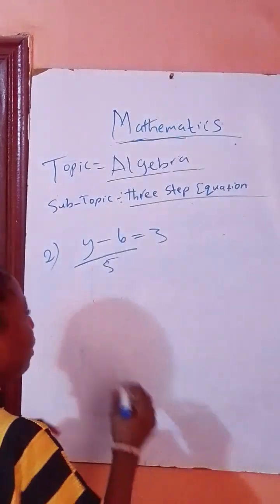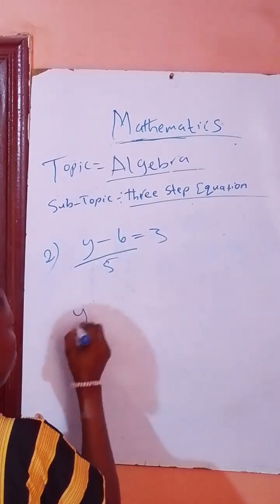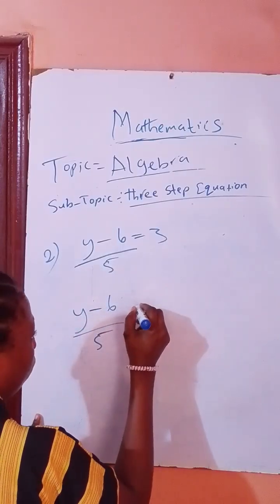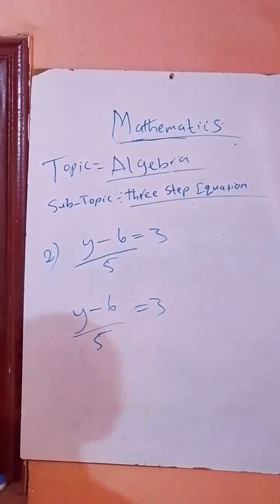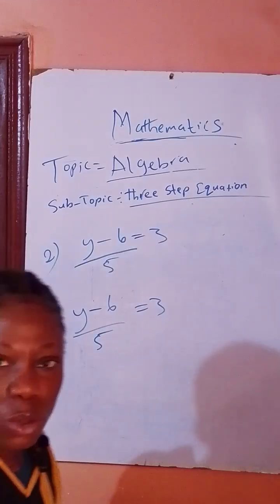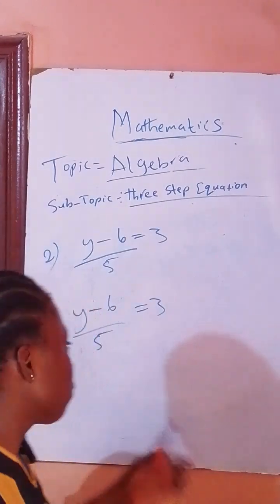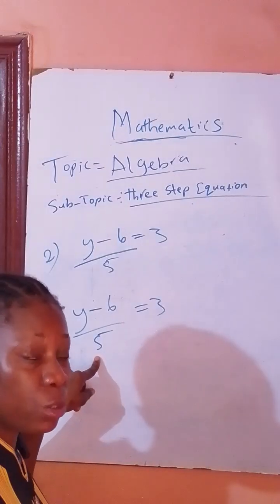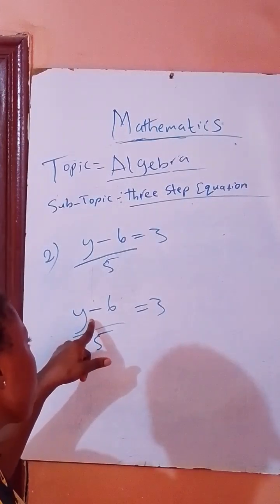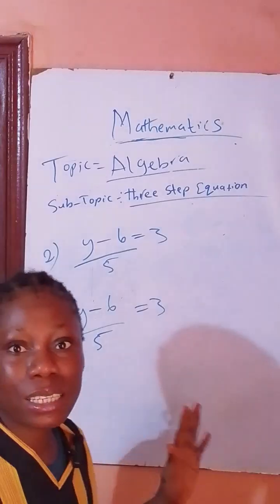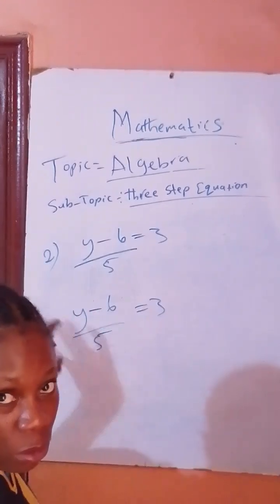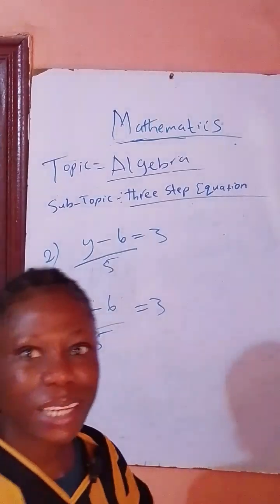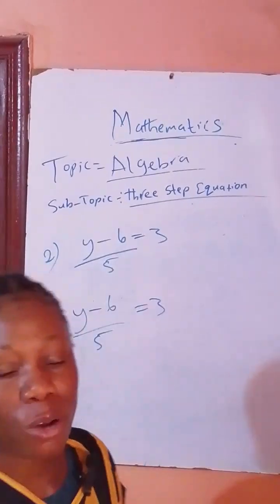Bring down your y. Like we solved in question 1, we want to eliminate this denominator, this 5, so that y minus 6 will stand alone. We want to remove this fraction. The next thing we're going to do is multiply both sides by 5.